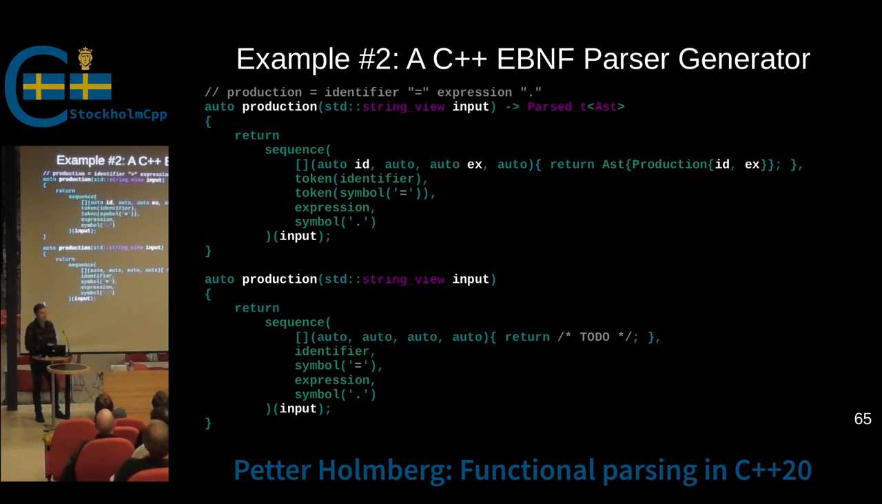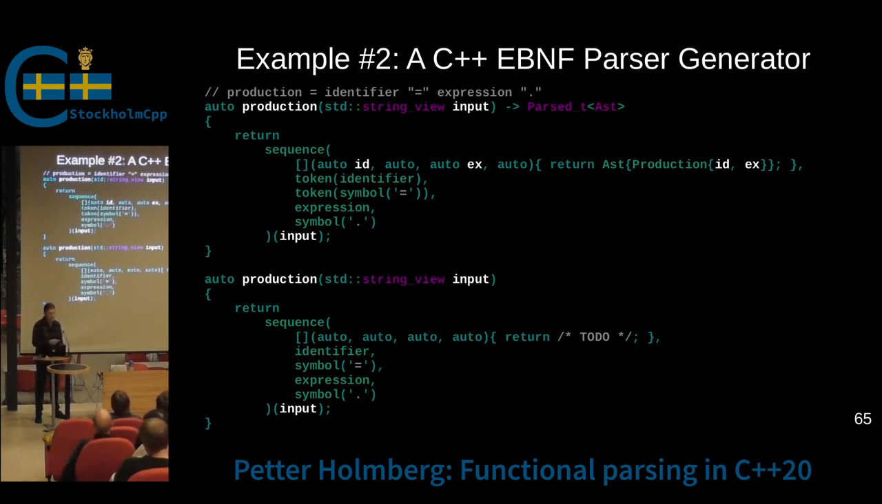This is just one of the parsers, the production parser. So identifier equals size expression dot. So I parse identifier equals expression dot. And I just keep the identifier and expression, and this AST production, these are just simple structs that I created that makes my abstract syntax tree. And then I have a print function for this.